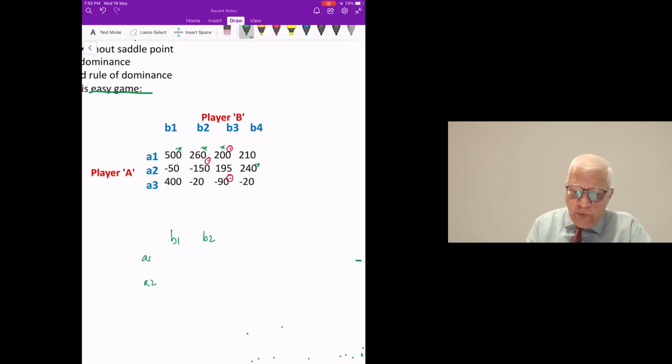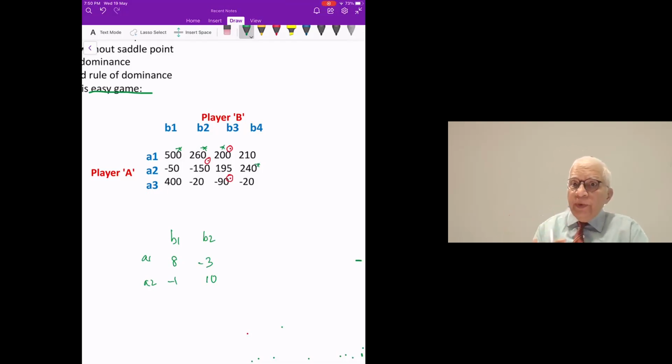Let's presume that the game was like this: 8, minus 3, minus 1, 10. Now let's examine the matrix row by row. Row number 1, 8 and minus 3 are the numbers. Which is the lowest number? Minus 3. Is this number minus 3 the column maximum? No, because column maximum is 10. So row number 1 does not have a saddle point.